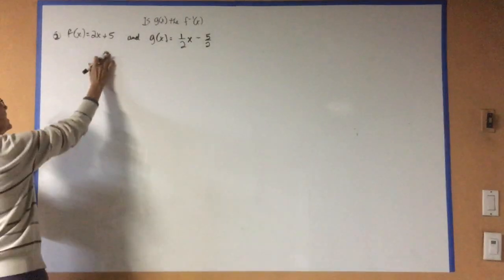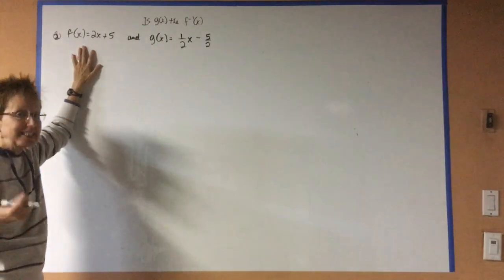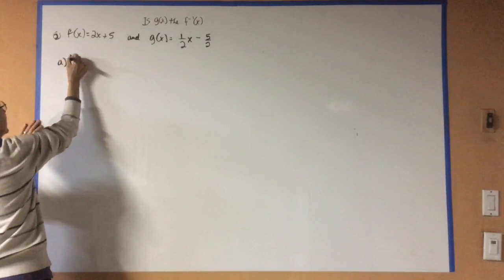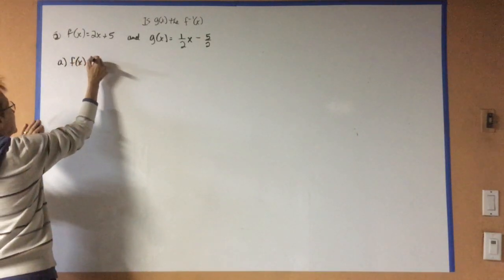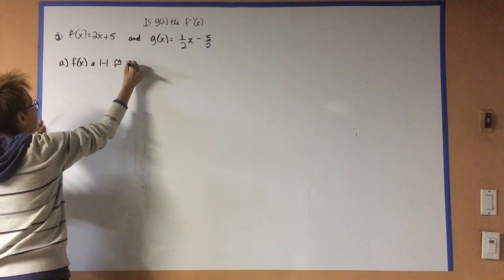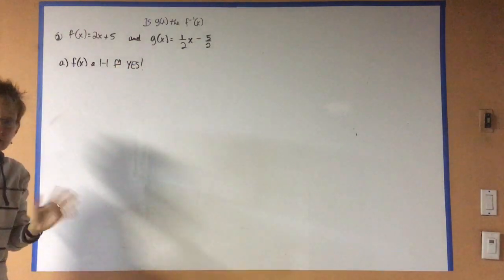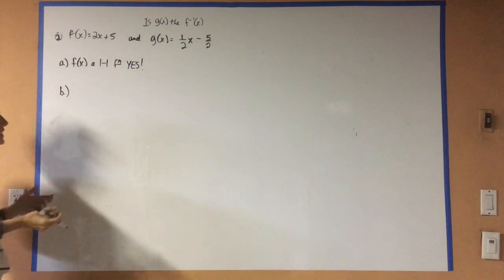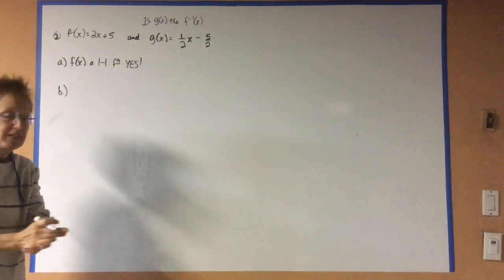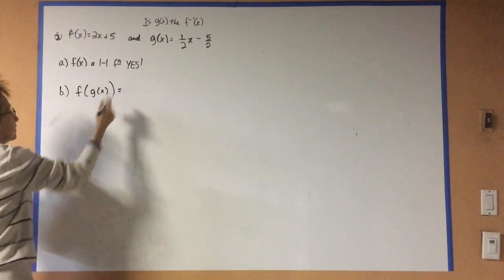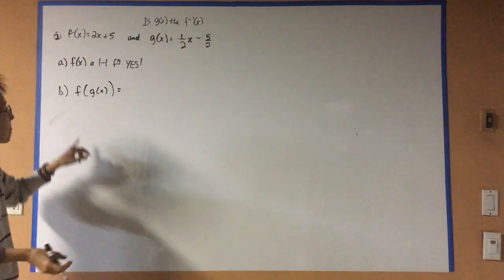So again, to decide if f of x has an inverse, I need to show it's 1-to-1. So step A, is f of x a 1-to-1 function? And we said yes, right? Passes vertical and horizontal line test. Step B then and C are the two composite functions. If I do f of g of x and if I do g of f of x, will I get x? So here we go.